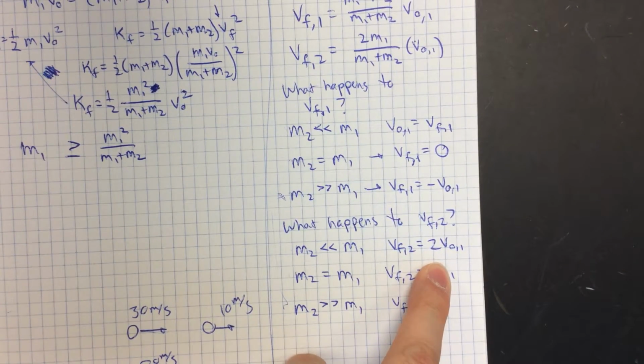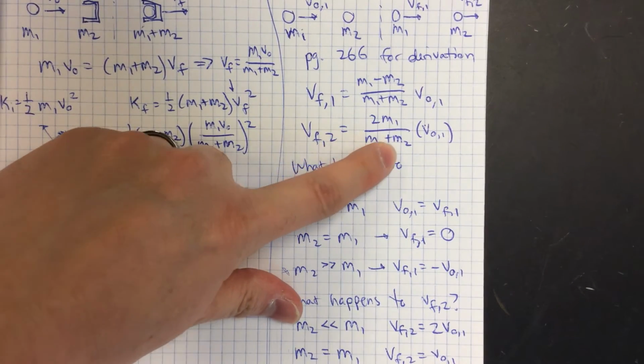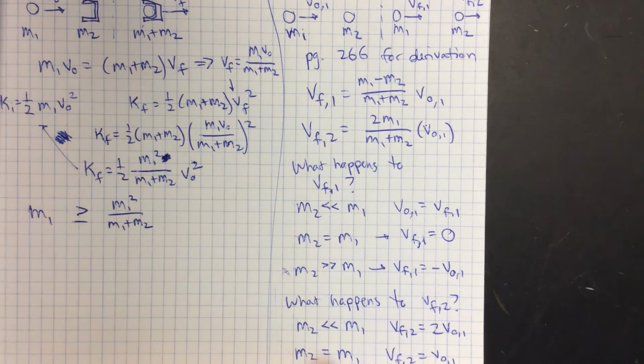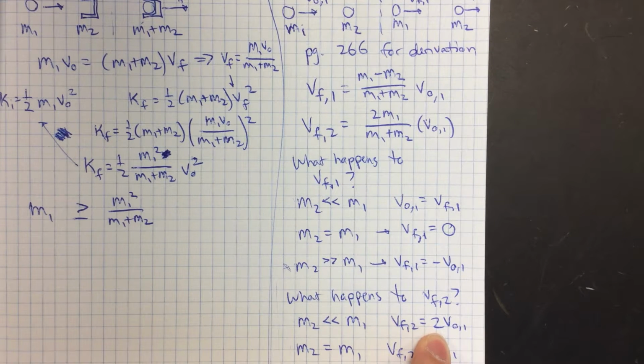This one is the most interesting consequence. If the second object is very small compared to the first, look at what happens. If M2 is really small, you have 2M1 over M1. It means there's an upper limit to a collision. If you have a truck run into a tennis ball, the tennis ball won't just fly off at infinite speed. It actually can at most fly off at twice the speed of the original object.